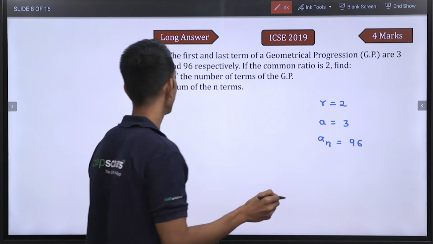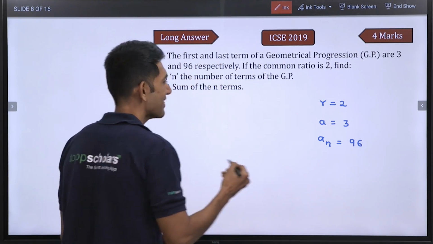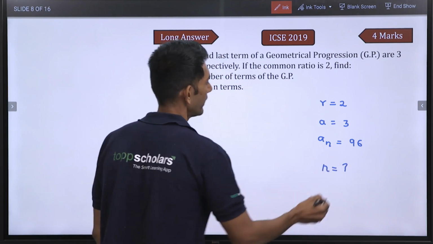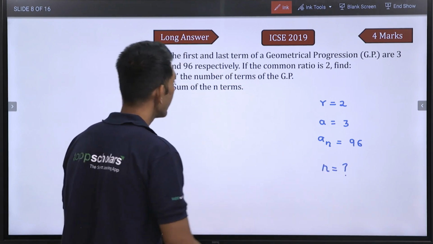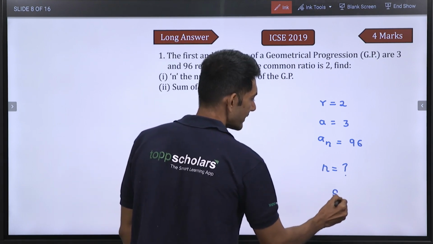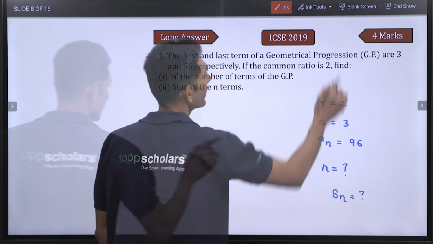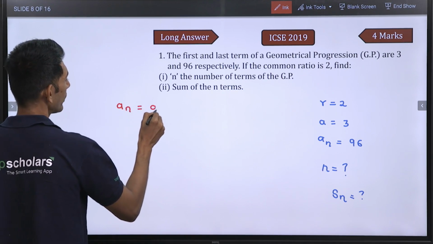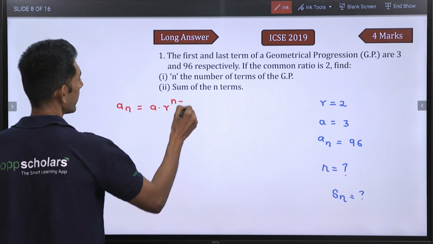We are supposed to find out n. So this n is question mark, right? And the sum of the first n terms, that is Sn. Firstly, what are we given? An. What is the formula for An? An is equal to A into R raised to n minus 1.